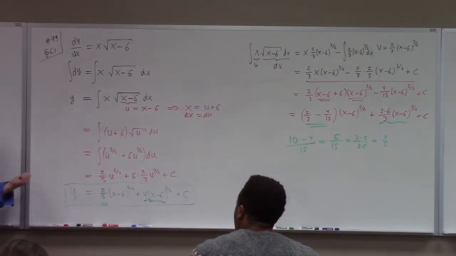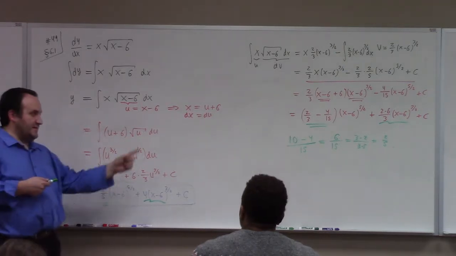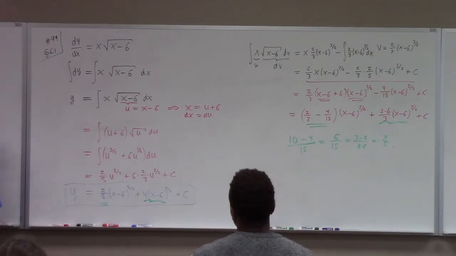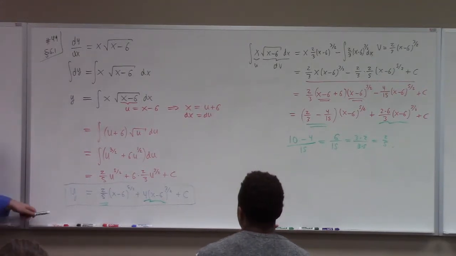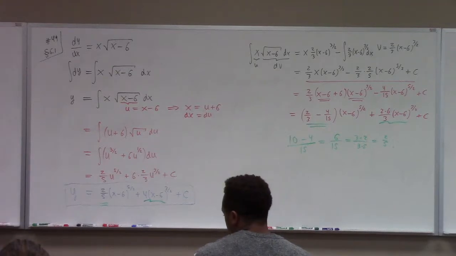Now, it didn't have to be that these were exactly equal. It could have come out that my constant and your constant weren't the same. If the constant had differed by 2, it would still be the same antiderivative. Excuse me. Other questions?